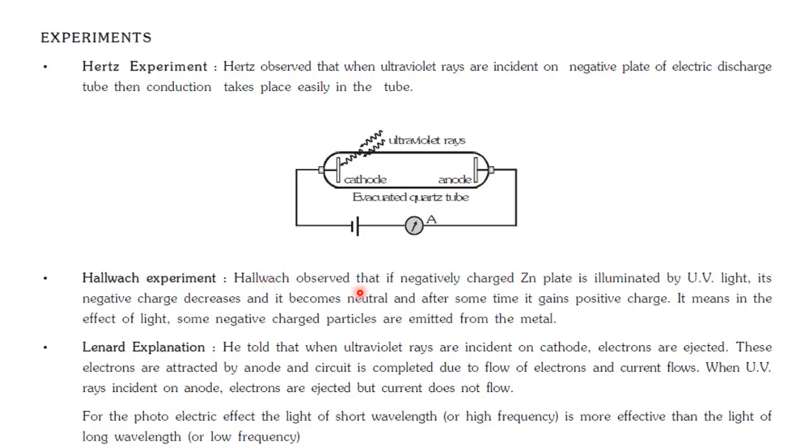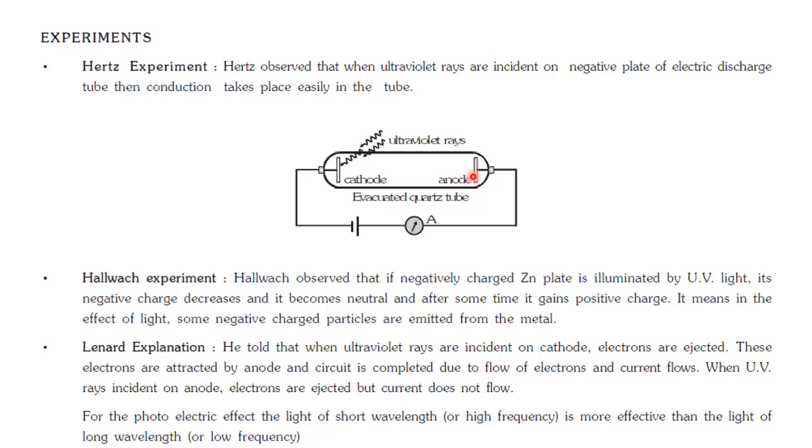Hallwachs observed that if a negatively charged zinc plate is illuminated by ultraviolet light, its negative charge decreases and it becomes neutral, and after some time it gains positive charge. It means that under the effect of light, some negatively charged particles are emitted from the metal. Later on, Lenard explained that when ultraviolet rays are incident on the cathode, electrons are ejected. These electrons are attracted by the anode and the circuit is complete due to the flow of electrons, and current flows. When ultraviolet rays were incident on the anode, electrons are ejected but current does not flow.